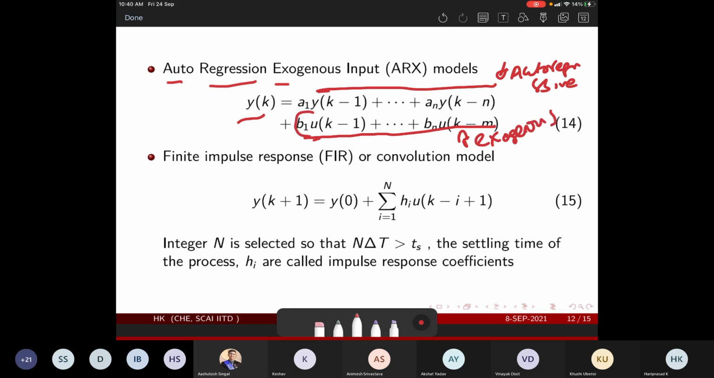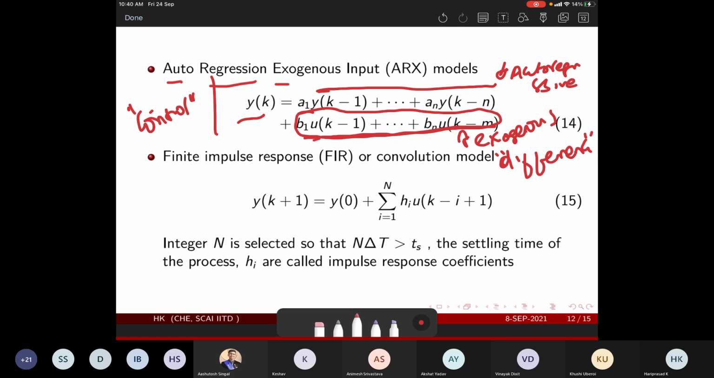So it is using some input. So this is one class of model that is used for control purposes, because when you plug in, this is exactly like a differential equation. Okay, but this is a difference equation, you see. Difference equation, but very much like a differential equation.